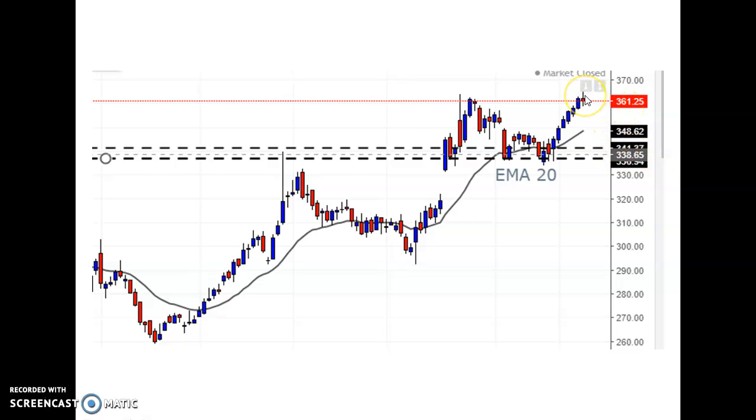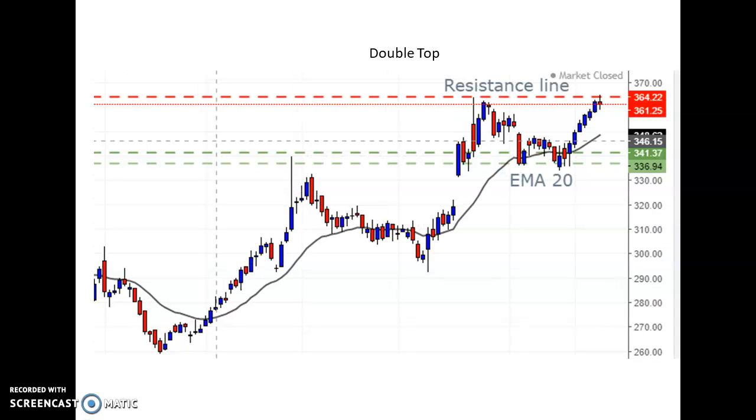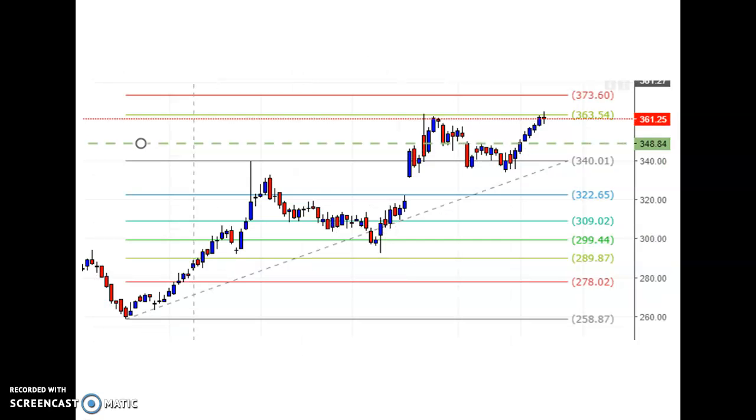Now moving on to the next slide. Currently it is around 361 and the previous resistance is around 363. If it crosses below, keep in mind 340 to 342 is the support level. If it crosses below, 338 is another support level. As you observe, these are the recent bottoms, and this one is the recent top. The top is the resistance line and the bottom is the support line.